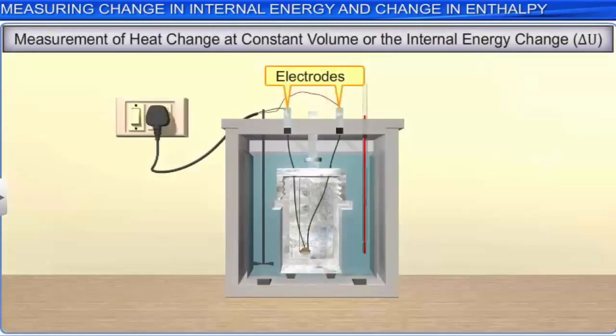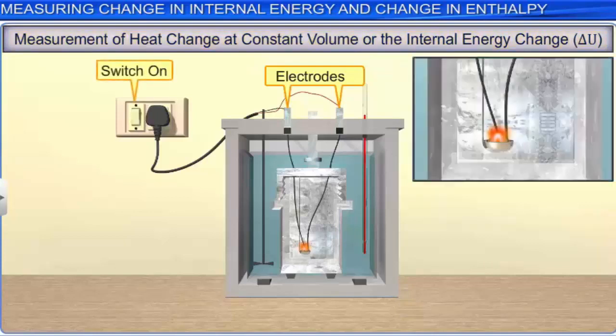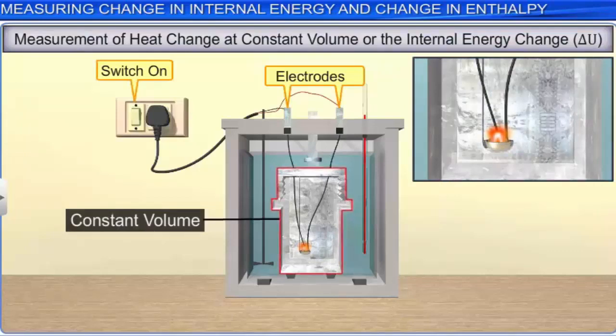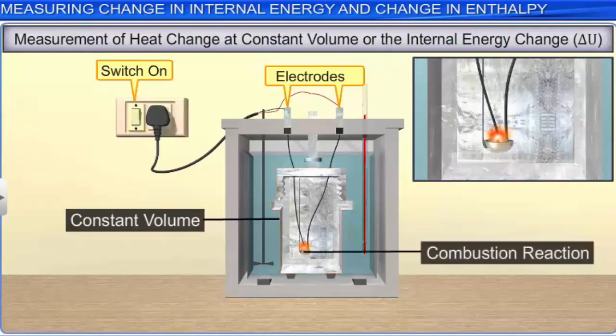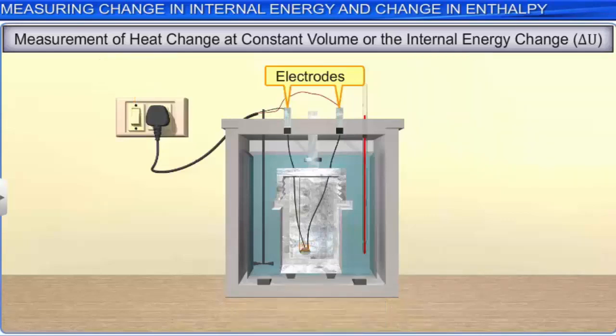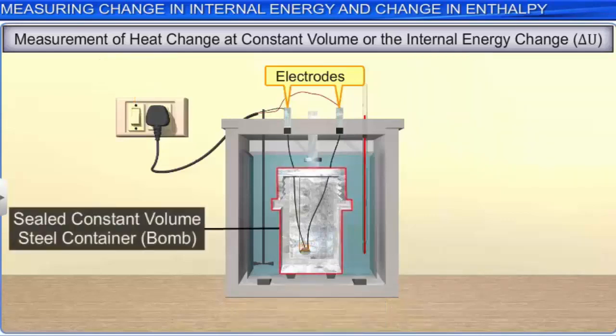Let us first discuss the measurement of heat change at constant volume, or the internal energy change, delta U. The reactions that can be most easily studied under constant volume conditions are the combustion reactions, and the apparatus used for this purpose is called the bomb calorimeter. It consists of a sealed constant volume steel container known as the bomb, in which the reaction takes place. The bomb can withstand high pressures.